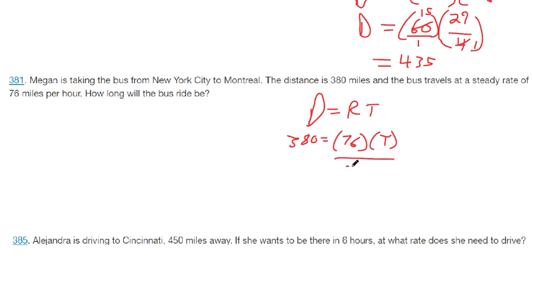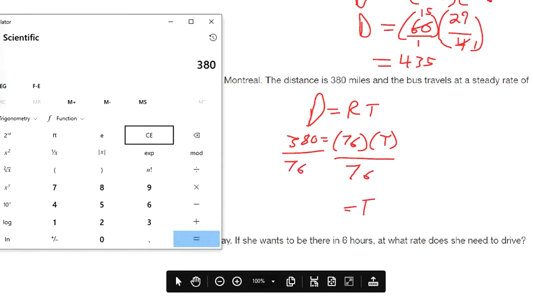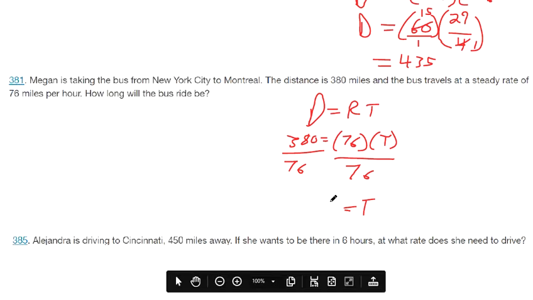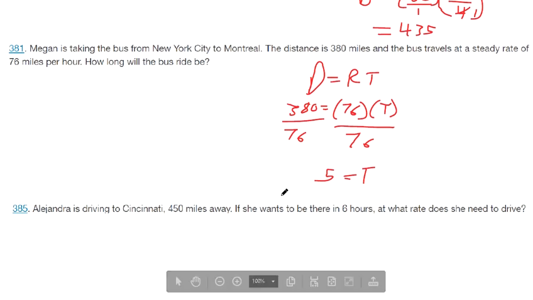To get T by itself, we just divide in order to undo the multiplication. Divide both sides by 76. So that makes 5. Okay? Total of 5 hours for the bus ride.